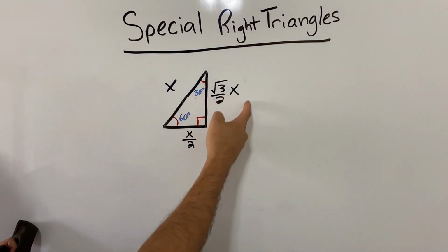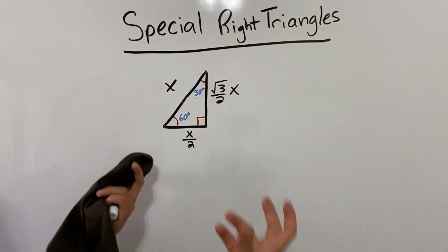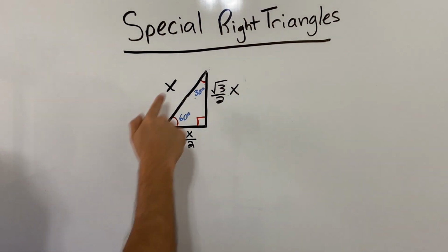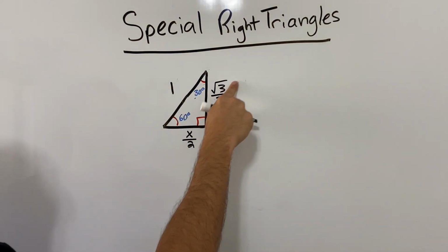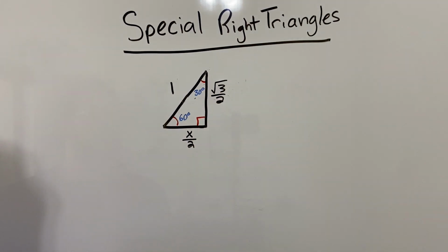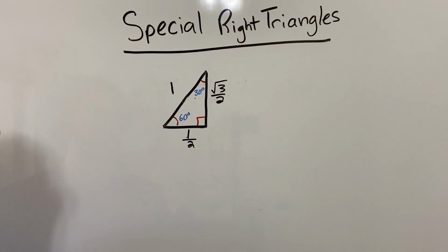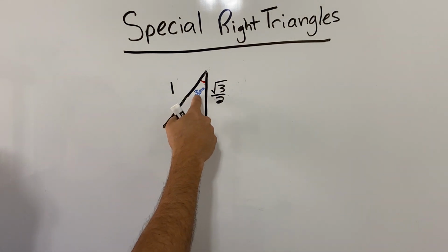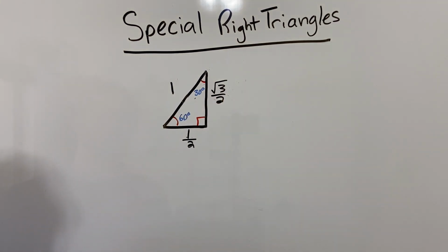Now we have all the sides of this special right triangle, and in the special case of the unit circle, we know that this hypotenuse here is 1, which means that this is just 1, and this is 1 as well. So what we've done is we found the sides opposite to the 30-degree angle and the side opposite to the 60-degree angle. And that's where those values come from.